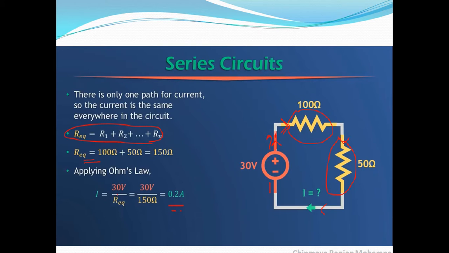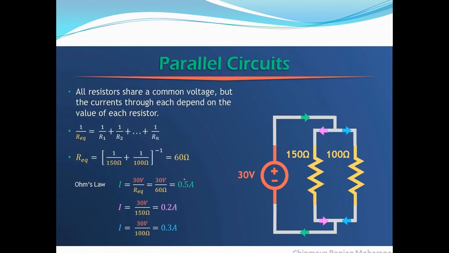And the current formula is V by R, that is, V is 30 volts and the total equivalent resistance is 150 ohm. Also, here we are using two dissimilar resistors, that is, one is 100 ohm and another is 50 ohm, or simply we can also use a single resistor, that is 150 ohm.